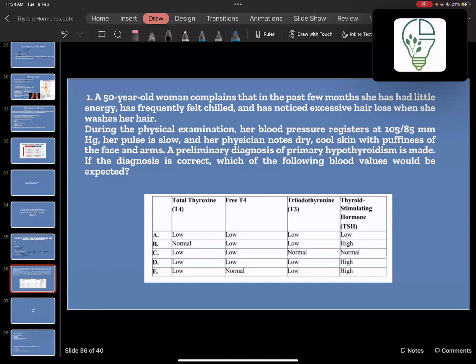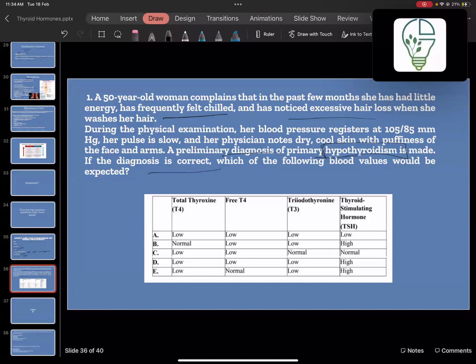Okay, so now we're going to go to the questions. A 50-year-old woman complains that in the past few months, she has had little energy, has frequently felt chilled, and has noticed excessive hair loss when she washes her hair. During the physical examination, her blood pressure registers at 105. Her pulse is low. Her physician notes dry skin with puffiness in the face and arms. Preliminary diagnosis of primary hypothyroidism is made. If the diagnosis is correct, which of the following blood values would be expected? I'll give you a minute to think about it.